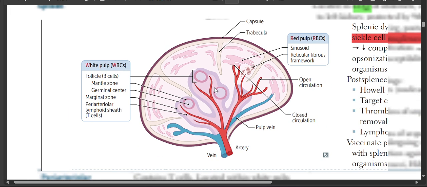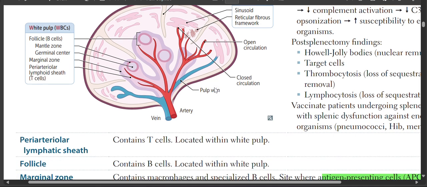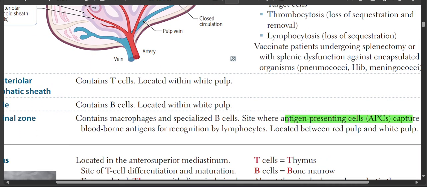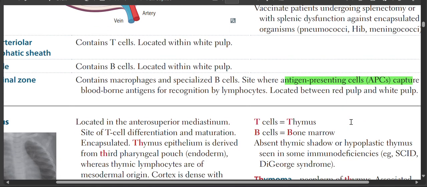So, any questions about the presentation and the structure of the spleen? It's good, thank you. Okay. Now, don't worry about these cells for now. When we study all the cells, I'll tell you about how they all work. But for now, just remember that these contain the antigen presenting cells.